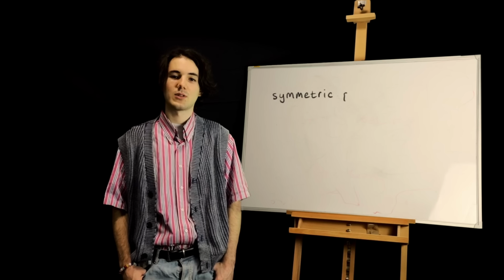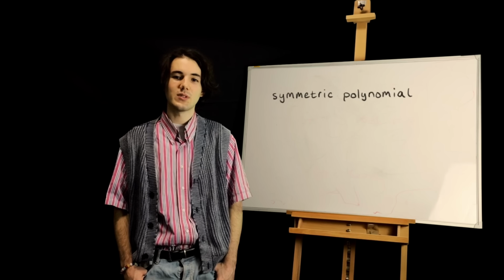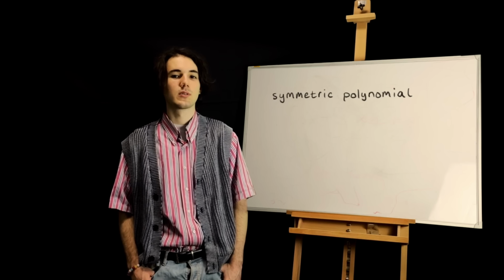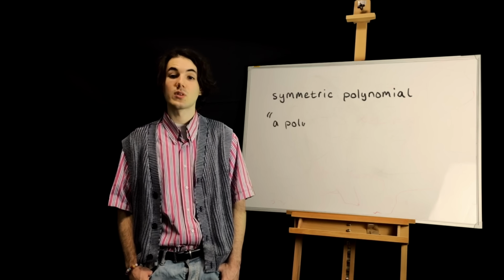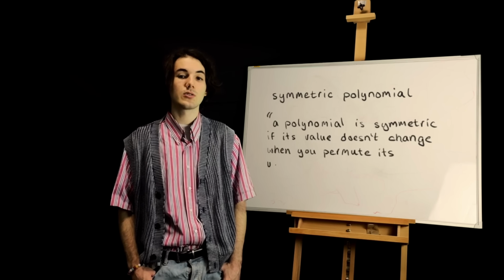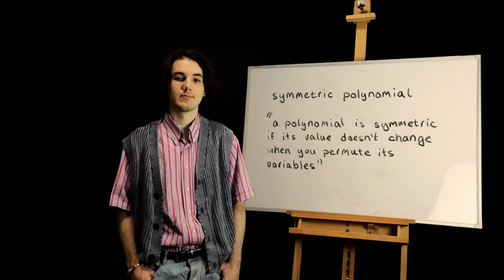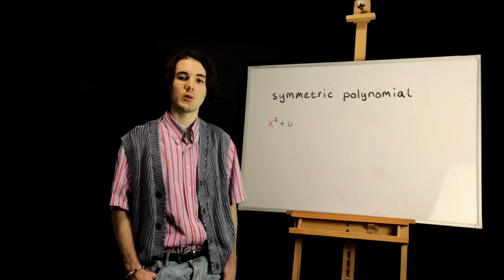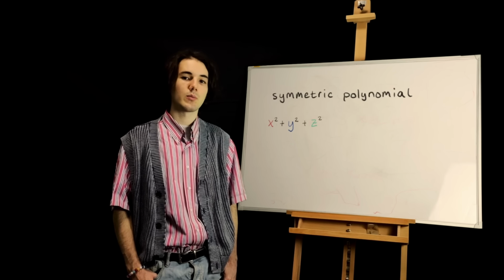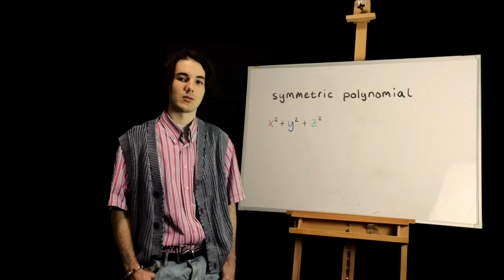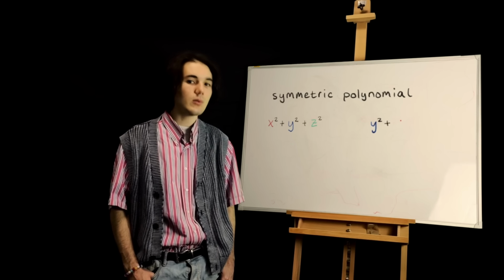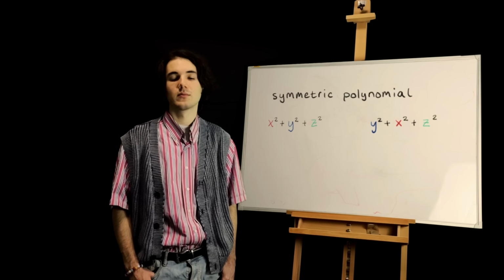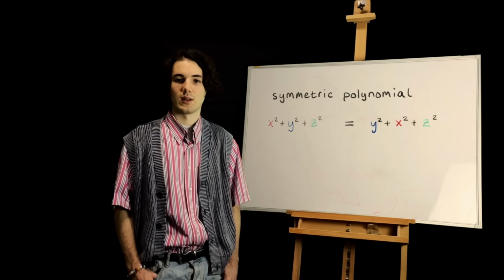Second definition, symmetric polynomial. Now this one's in the title, so you know it must be important. And we call a polynomial symmetric if its value doesn't change when you permute its variables. This is best understood by example. The polynomial x squared plus y squared plus z squared is symmetric in x, y, and z because no matter what permutation you apply to the variables, its value doesn't change. For example, I might swap x and y, and this doesn't change the value.